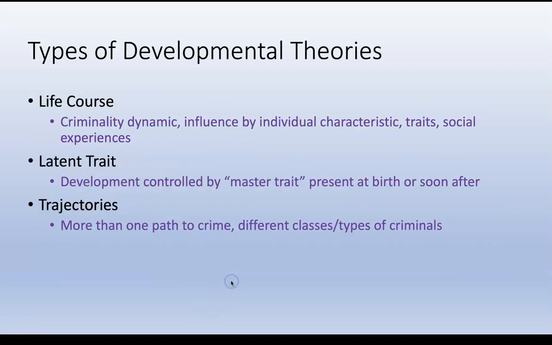What I want to focus on in this presentation are the three types of developmental theories, as well as touch on more Sampson and Laub, and then I want to end with a discussion on the policy implications. So life course, latent trait, and trajectory theories are basically the idea where criminality is dynamic. Now, remember I said a few minutes ago some of the critics said that crime does not change. But these theories hold that criminality is dynamic. It is not static. It's constantly changing and is influenced by individual characteristics, by traits, and by social experiences.